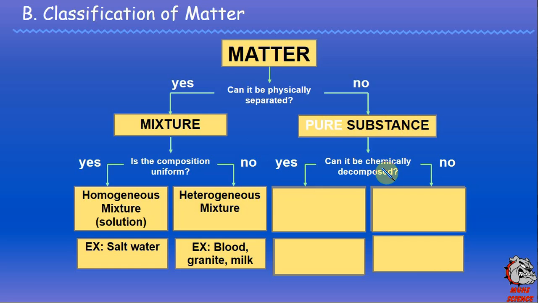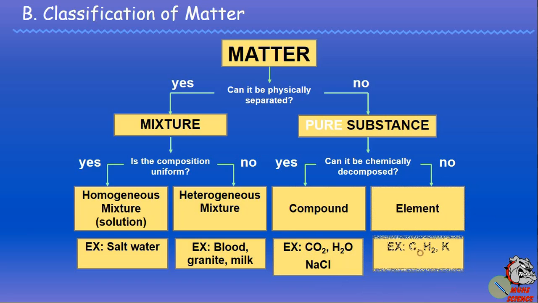And you ask, can it be chemically decomposed? And so can we do chemical reactions to extract the different elements out of that? And if it can be chemically decomposed, we have a compound, because we can get the hydrogen and oxygen separated from water. And so different compounds we had on the other slide, you saw CO2, H2O, NaCl, common ordinary table salt is another. If it can't be chemically decomposed, then you have your elements. And you're going to learn a bunch of different names and symbols for elements. We have carbon, hydrogen, potassium.